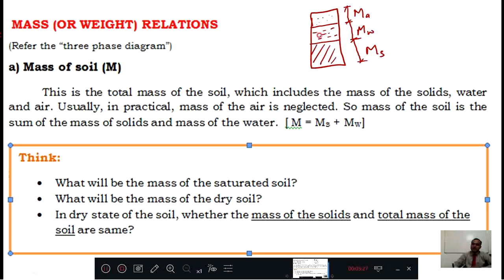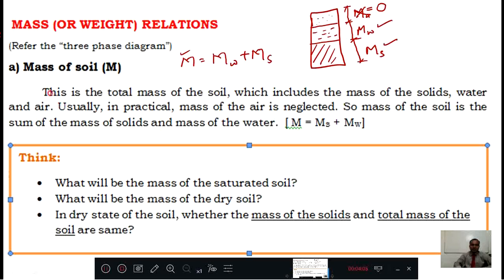Now, out of these 3 masses, the mass of air can be neglected, or taken as equal to 0. Actually it is not equal to 0, air also has its own density, but compared to water and solids that density is very small and neglected. Therefore Ma will not come into the picture, and we will have Mw and Ms only. The total mass of the soil is the mass of water and mass of solids together.